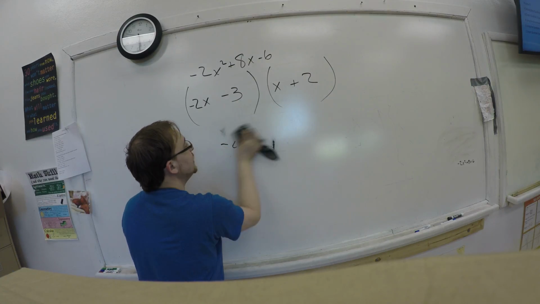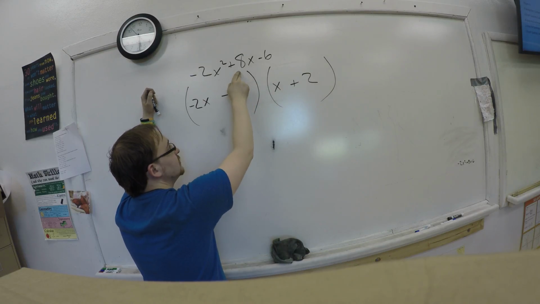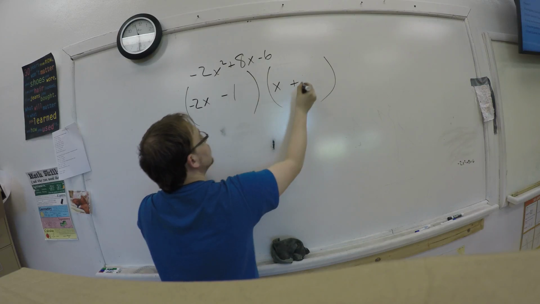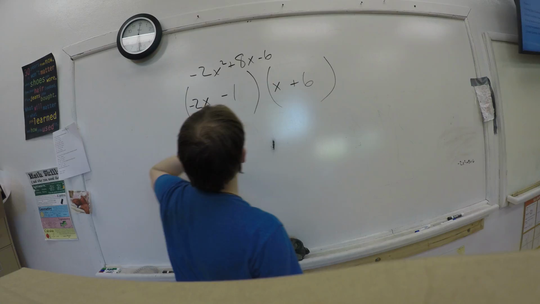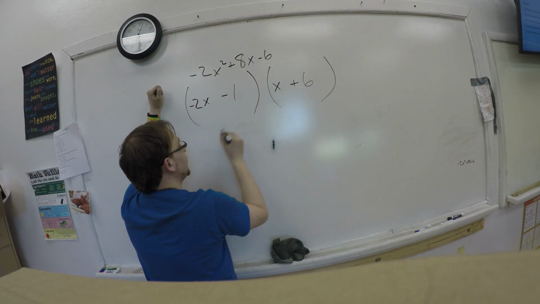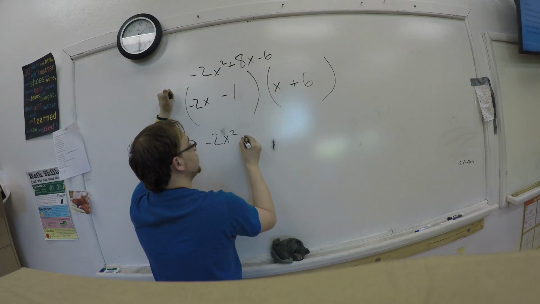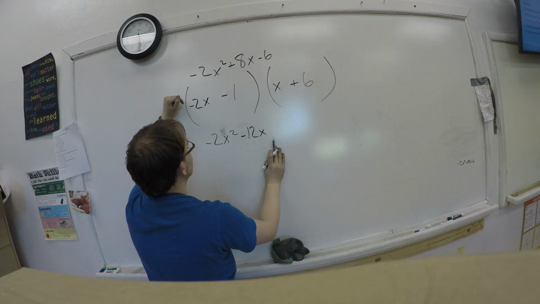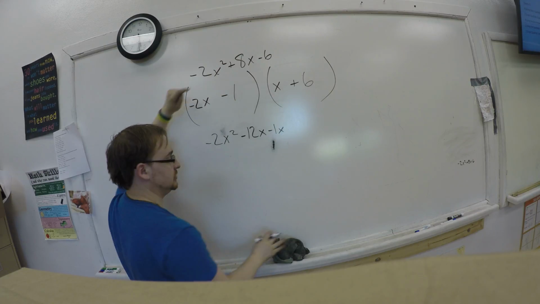What we need is something here and here that adds to get to 8. Negative 1 and 6. Let's try it. Do we see why we're trying negative 1 and 6? Yeah. Because they multiply together to get that. Negative 2x times x is negative 2x squared. If you didn't get that, you really goofed. Negative 2x plus 6 is negative 12x. Did I do that right? Yes. This isn't going to get us anywhere, is it? No. Nope.